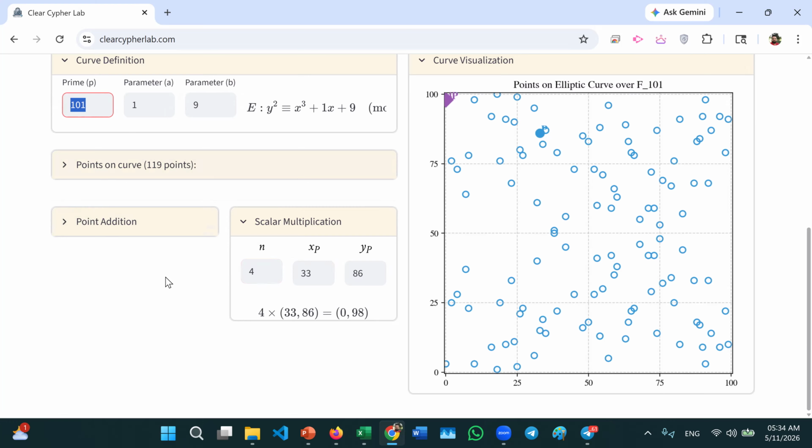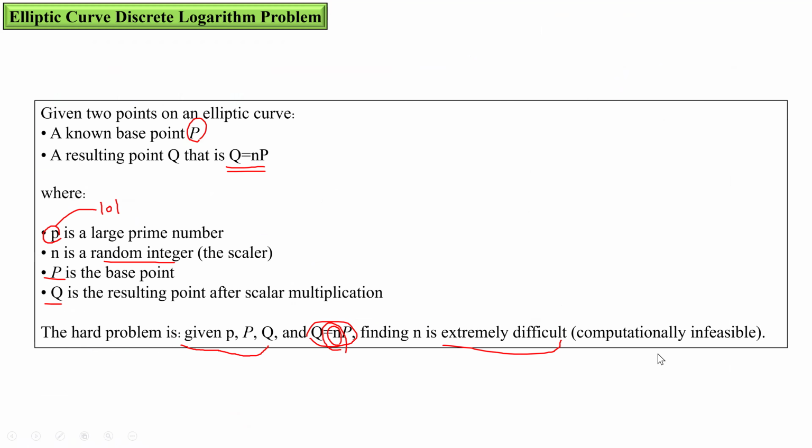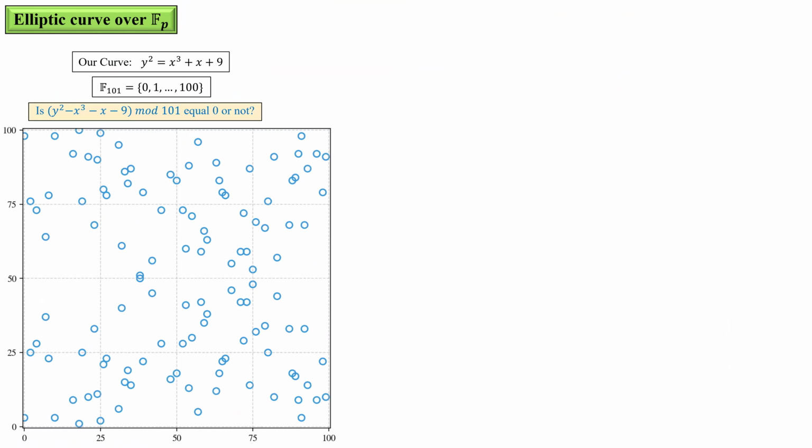In practice, we have very big values for the prime, and for those very big values, you will have billions of points in the group, and then guessing the value of n is impossible. And this is called the discrete logarithm problem in elliptic curves. And later again, you will see and hear more about this problem.